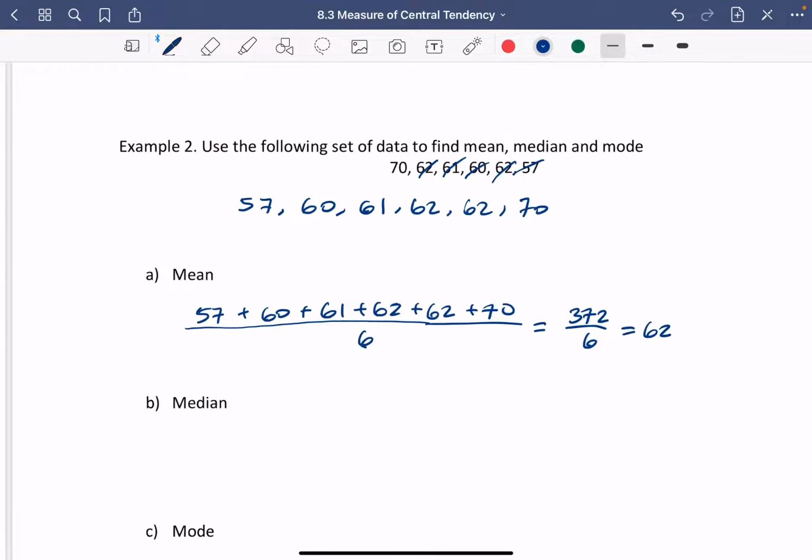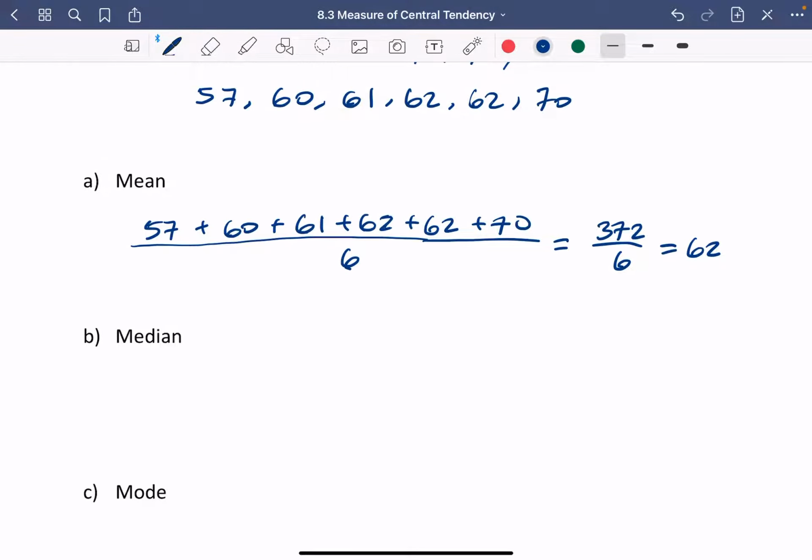Now let's look at the median. Median is the middle number. But we have 6 numbers here in total. The middle will be these two, 61 and 62. So this time we have 2 middle numbers, and remember that if we have 2 middle numbers, we'll need to take the average of the two, or take the mean of the two. So 61 plus 62 divided by 2, which is equal to 123 divided by 2, so 61.5.